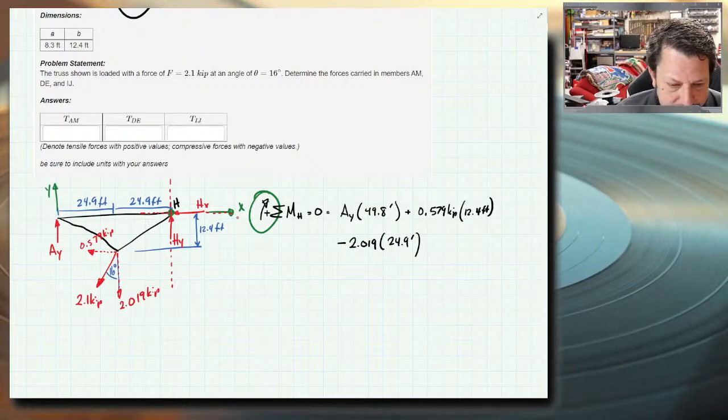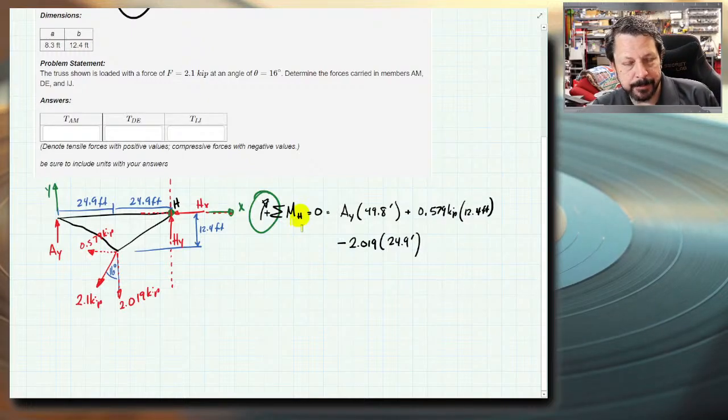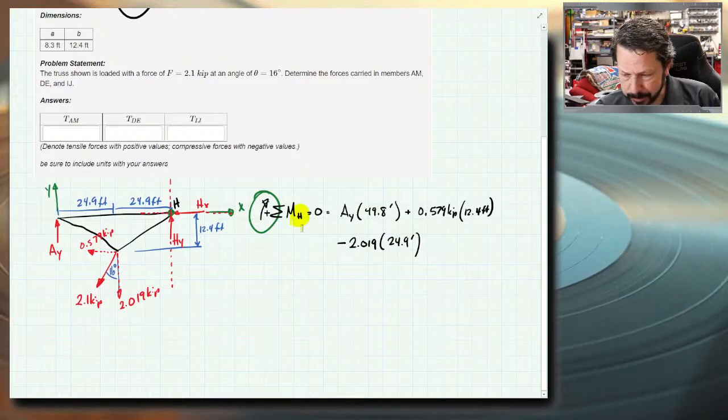Now, that's a thing that a lot of people get confused about, is they think moments about H, we chose it because that is a pin, or because it is the point of rotation. But that's not really what this equation is telling you. This equation is saying pick any point.